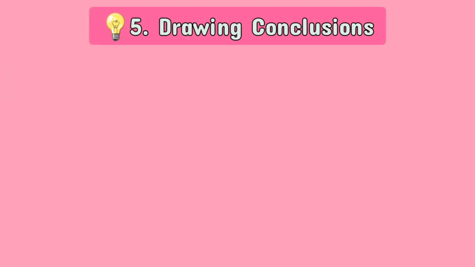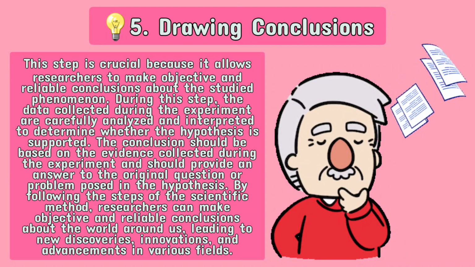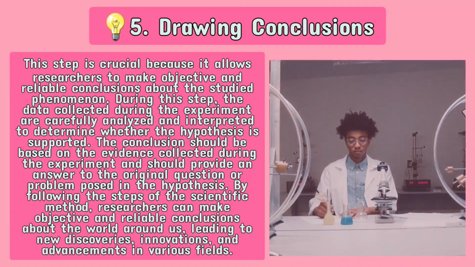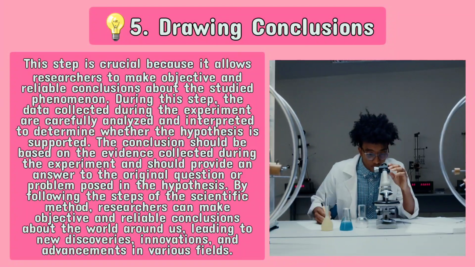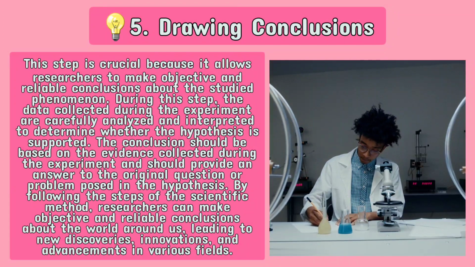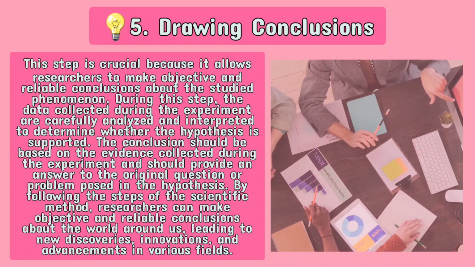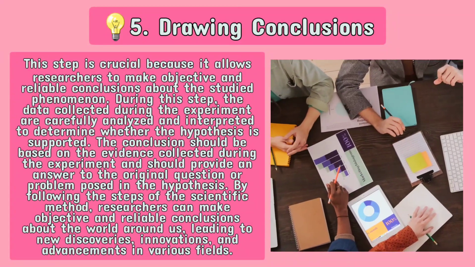The last step in the scientific method is drawing conclusions. This step is crucial because it allows researchers to make objective and reliable conclusions about the studied phenomenon. During this step, the data collected during the experiment are carefully analyzed and interpreted to determine whether the hypothesis is supported. The conclusion should be based on the evidence collected during the experiment and should provide an answer to the original question or problem posed in the hypothesis.